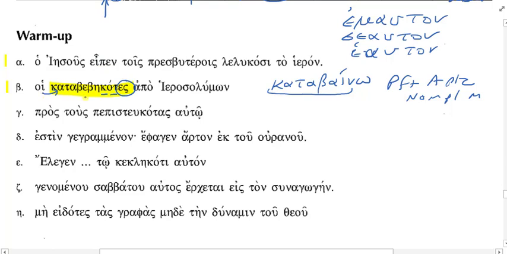So how would we translate this if it's perfect? The ones who what? Have gone down. The ones who have gone down, or those who have gone down, they who have gone down from Jerusalem. Okay? And this is obviously not a full sentence, so we just have a fragment of a sentence here.